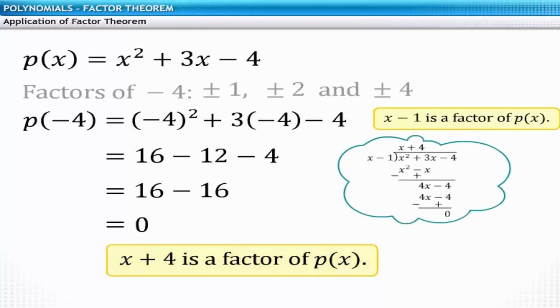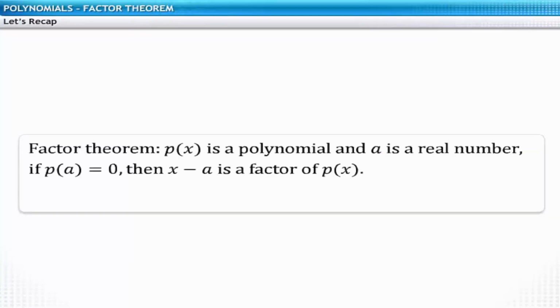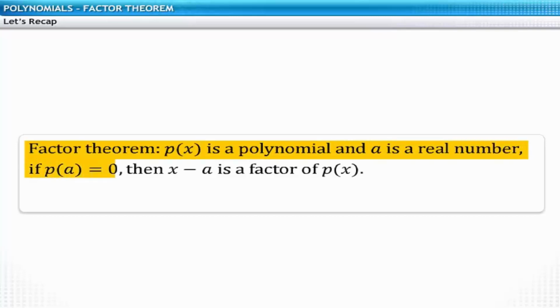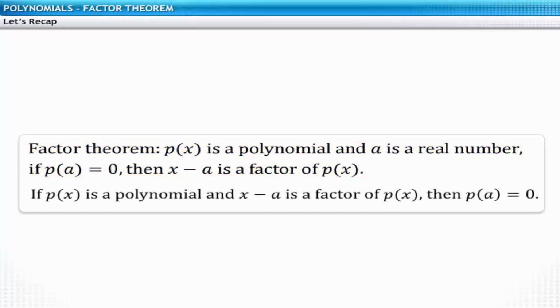This can also be obtained by dividing the polynomial by x minus 1. The obtained linear polynomials are the factors of the quadratic polynomial. Let's recap. The factor theorem states that p of x is a polynomial and a is a real number. If p of a equals 0, then x minus a is a factor of p of x. The converse is also true.